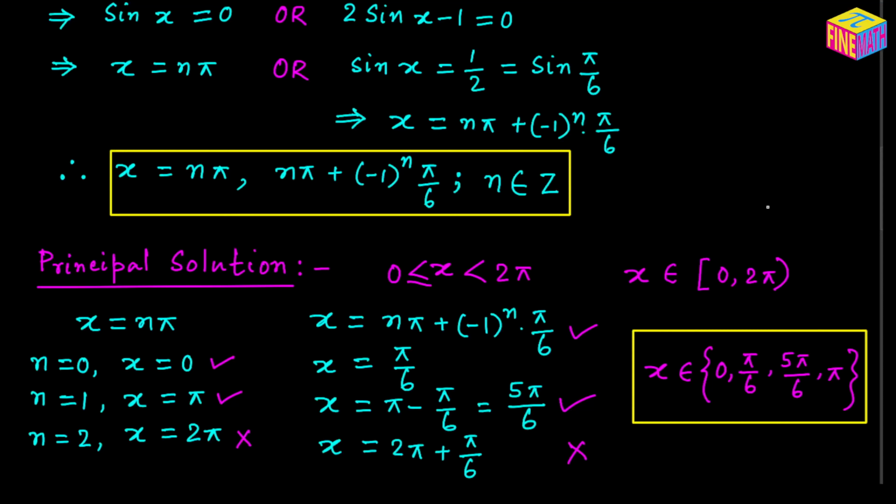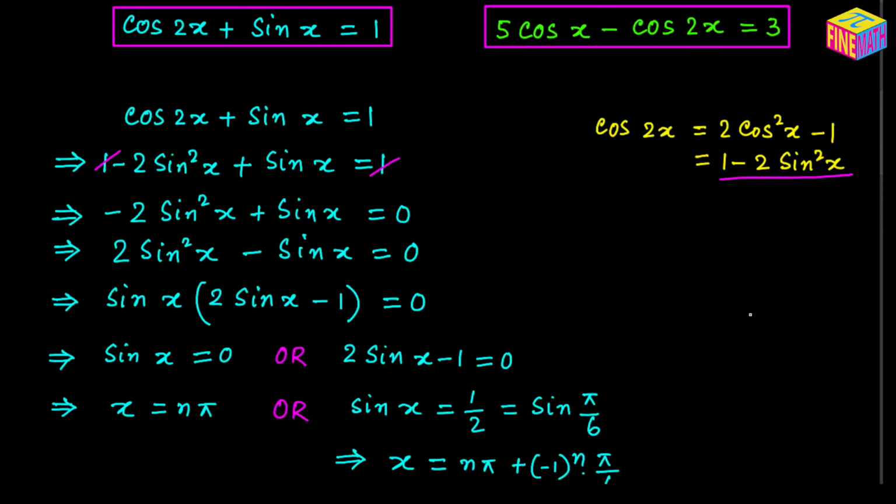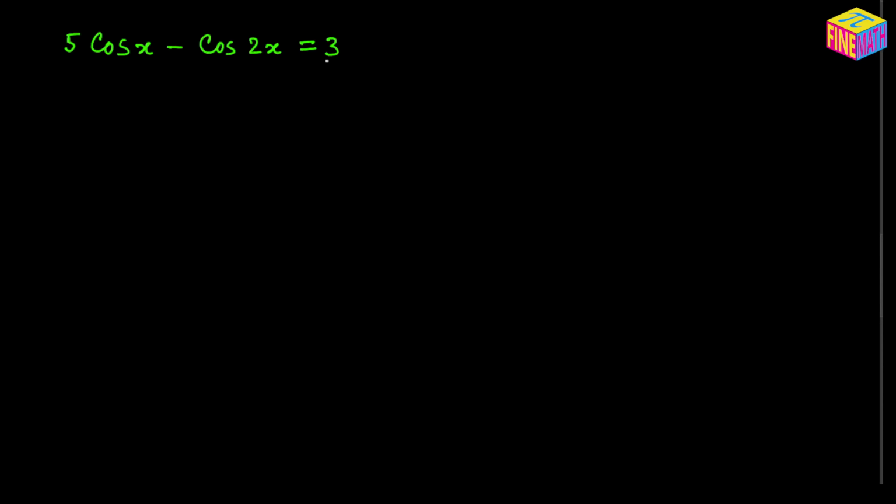Next we are going to work on the second example, and our second example is 5 times cosine of x minus cosine of 2 times x is equal to 3. As we can see in this equation, we have only the cosine function, but still we have a problem. In the first term we have cosine of x, but in the second term we have cosine of 2 times x. So somehow we have to convert them into a function of just x or maybe a function of 2 times x, right? We cannot have a mix like this.